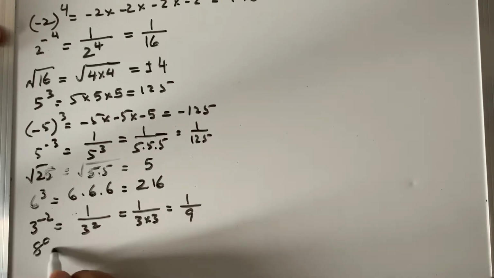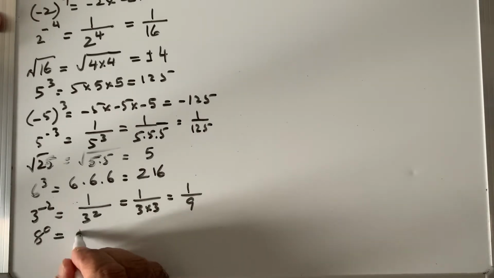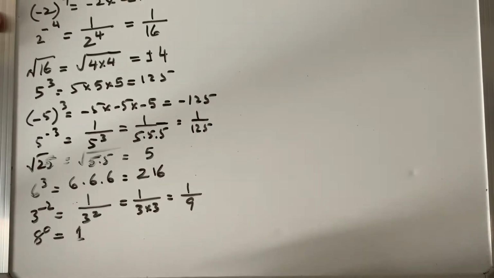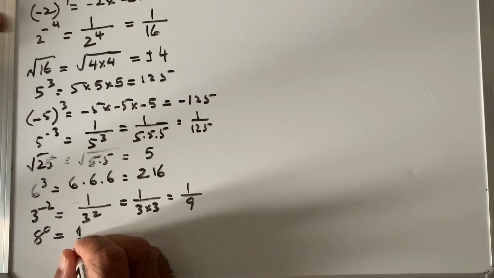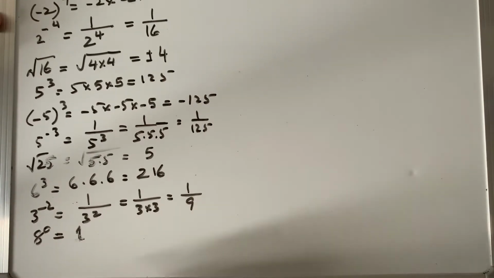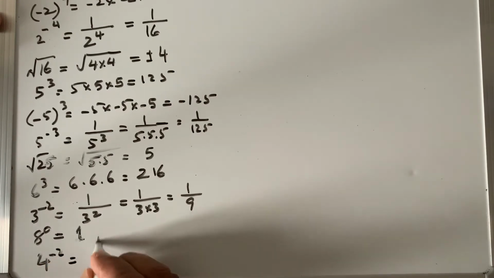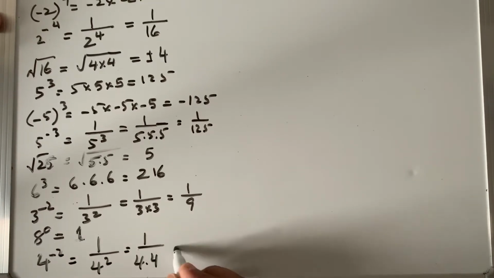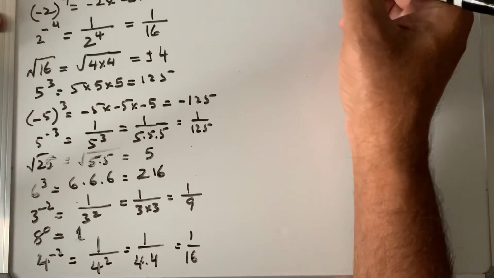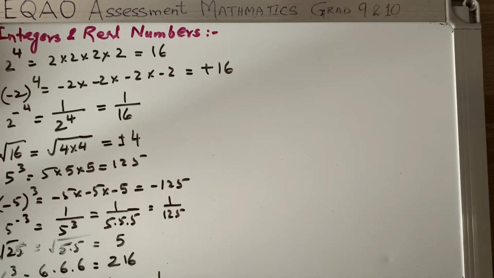8 to the power 0, and we learned in the exponent rule that anything raised to the power 0 will be equal to 1. So this answer is 1, right? Any number which is given to you, maybe 1000, 10,000 or a million, if it is raised to the power 0, it becomes 1. 4 to the power minus 2 means bring it to the denominator. 4 to the power 2 means 4 times 4, which is 1 over 16.